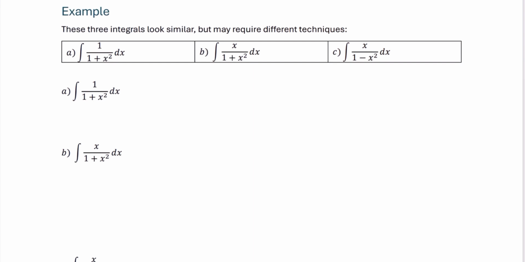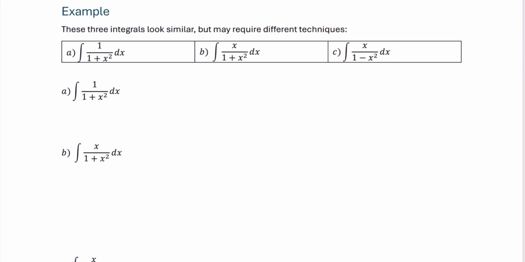In previous videos, we looked at multiple different integration techniques. We've seen integration by parts, u-substitution, trig substitution, partial fractions. There's multiple different techniques. The issue is knowing when to use which one, because you're not always told which method to use. That's what we're focusing on in this video.